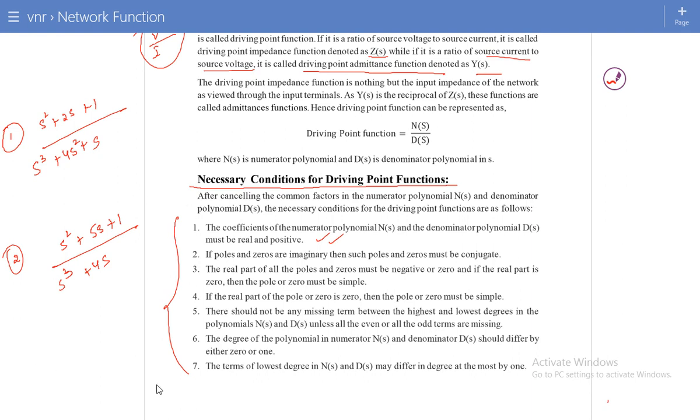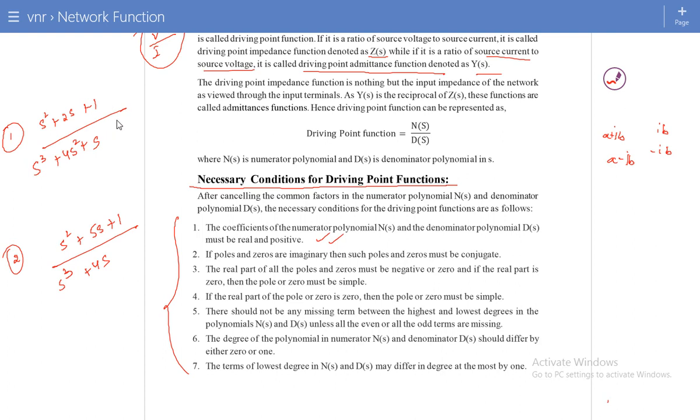So you have to see all the 7 conditions and you have to say whether that function is a proper driving function or not. Okay, the second property: if the poles and zeros are imaginary, then such poles and zeros must be conjugate. Means if a plus ib is a pole, then a minus ib should be another pole or zero.